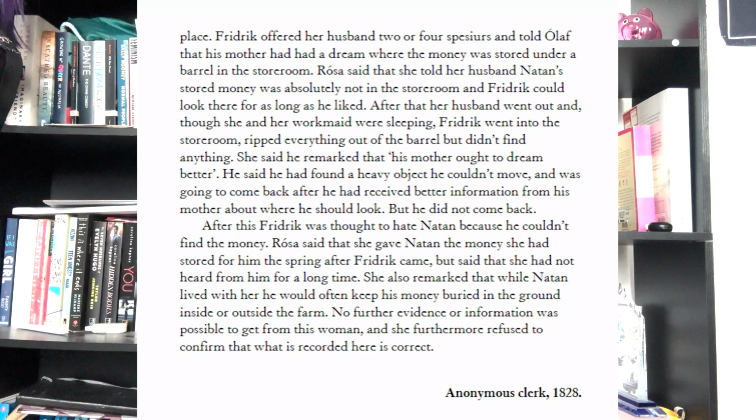And what's interesting is that Olaf, Rosa's husband, came to her and told her that Frederick had asked to see the storeroom so he could look for the money he thought Rosa kept for Nathan. He said that Nathan had told him he could take the money if he ever managed to sleep at Rosa's place. If there's one thing in this world that Frederick loves, it's money. This confirms that. We already knew that, but this confirms that.